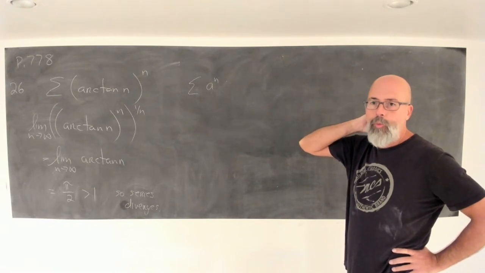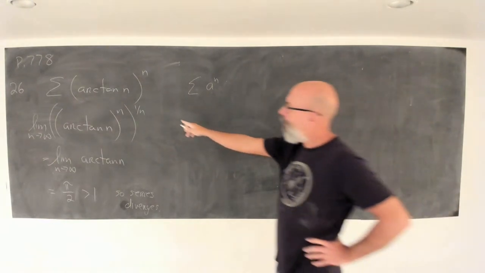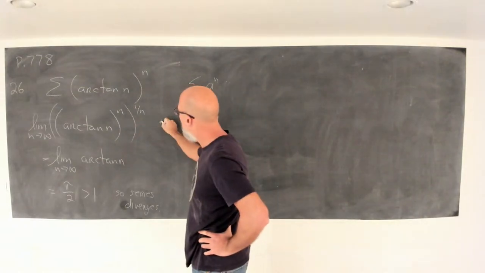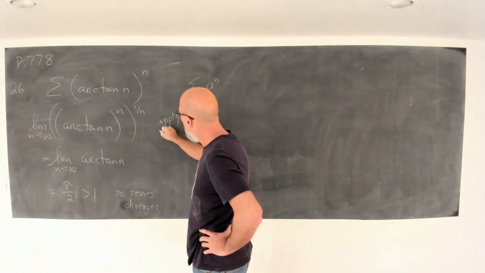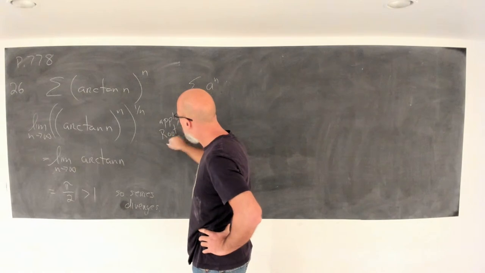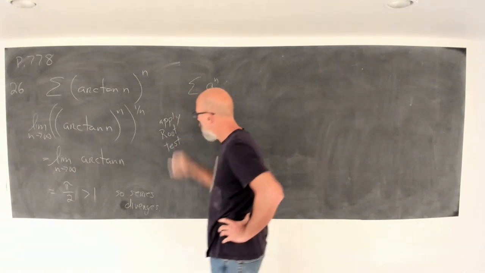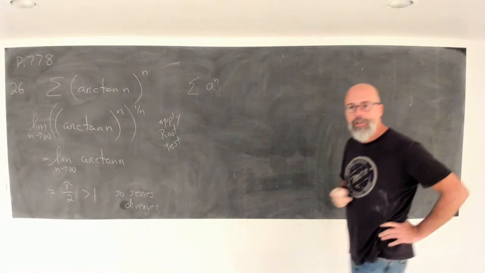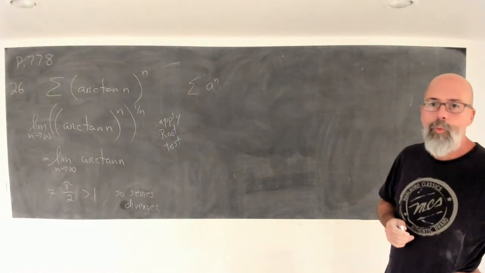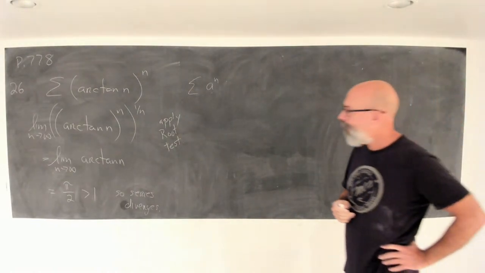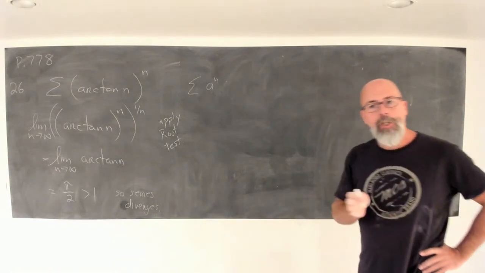Marie is asking where the 1 over n comes from. Well, what are we doing here? We are applying the root test, and the root test tells us to take the nth root. Exactly that. Questions on ratio and root test?